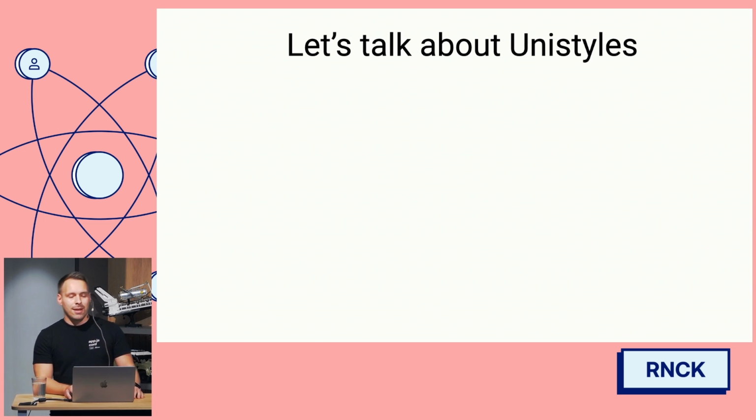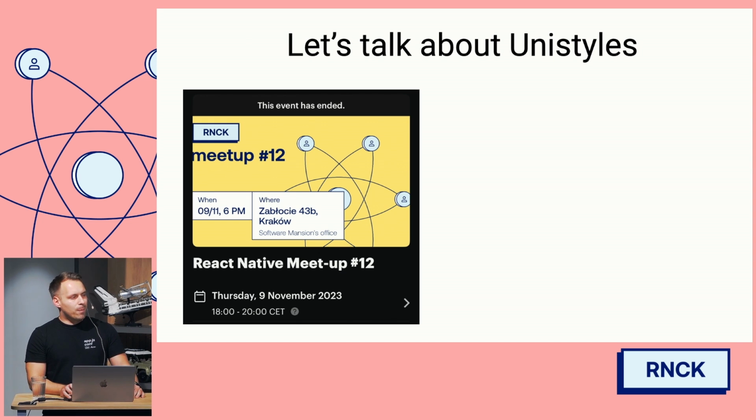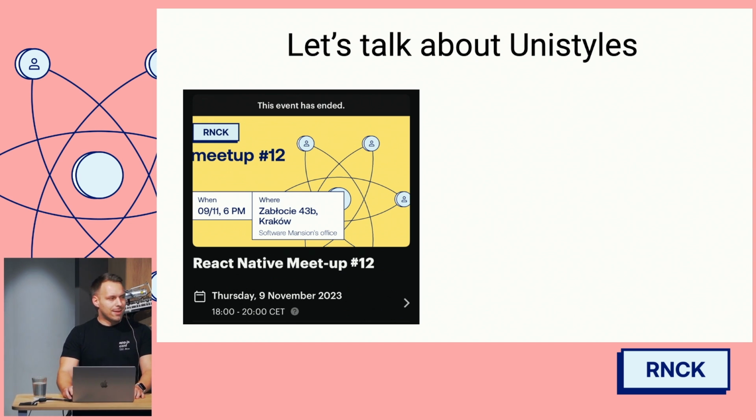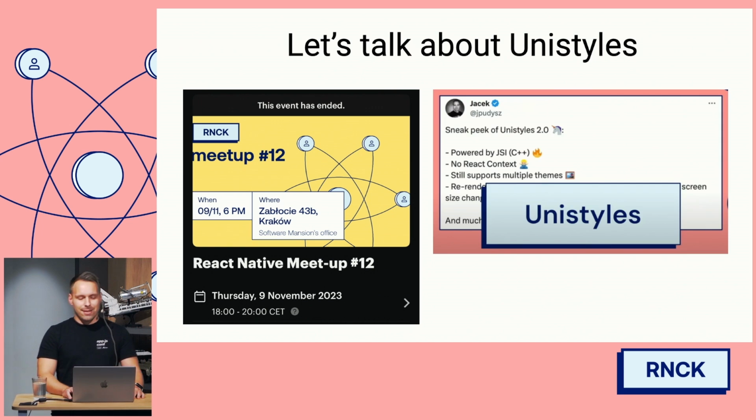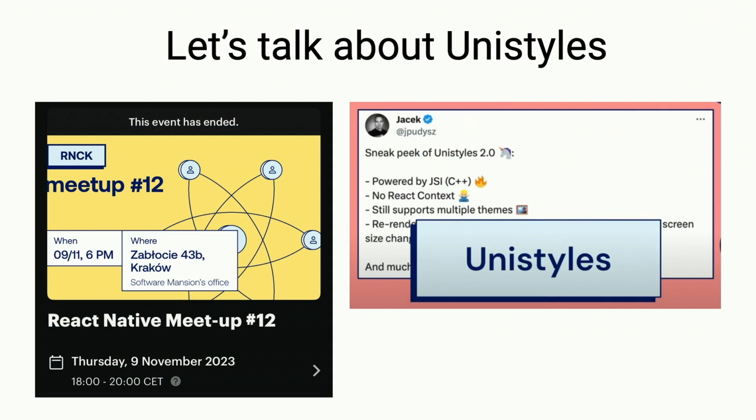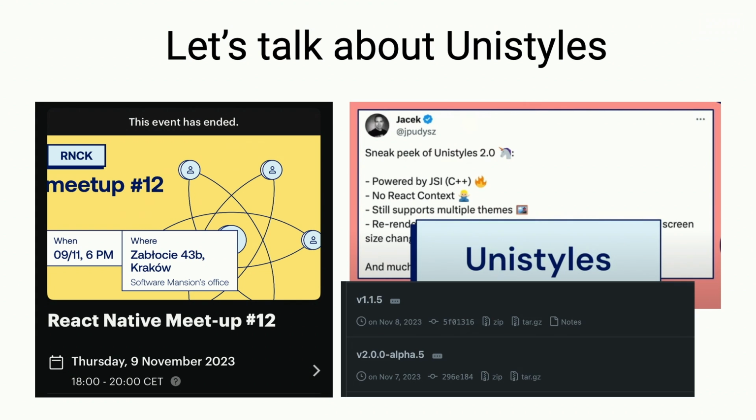But today, let's talk about Unistyles. Last time we met here, it was the past year, 9th of November, and Kacper introduced Unistyles. It was a sneak peek of the JSI, of C++, there is no React context, and so on. But at the time, the stable version was 1.1.5, so it was far before the 2.0 stable. And a lot has changed.